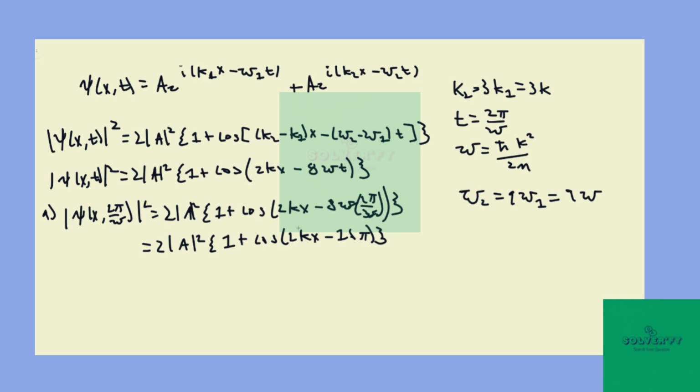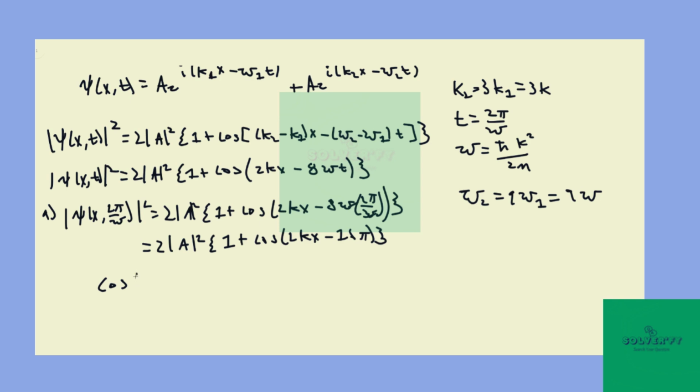All right, so now we want to find the smallest value of x for which this is a maximum at time t equals 2 pi over omega. So psi squared is a maximum when this cosine term is equal to 1. You can see, because this cosine term is the only variable part, everything else can stay constant. Cosine is going to basically oscillate between minus 1 and 1. So it's at its maximum when this is at 1.